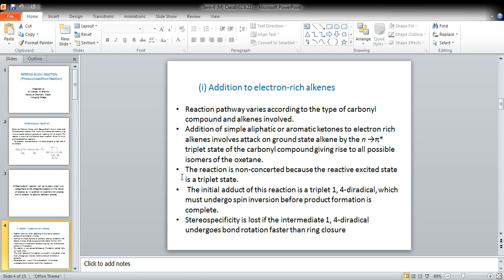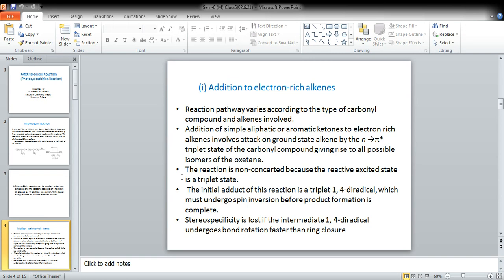Again, the initial adduct of this reaction is a triplet 1,4-diradical, which must undergo spin inversion before product formation is complete. So what happens? The carbonyl compound will be excited to the triplet state and it will form a 1,4-diradical. The diradical will undergo spin inversion and then product formation will take place.